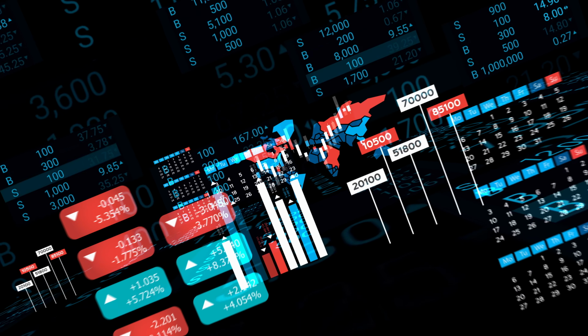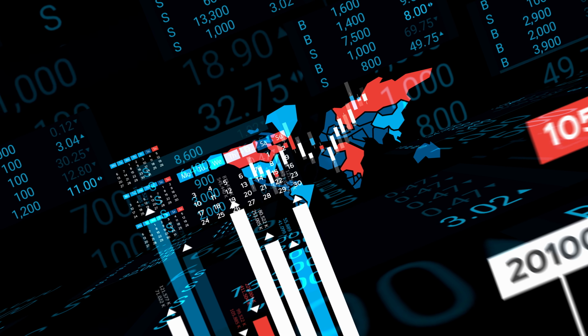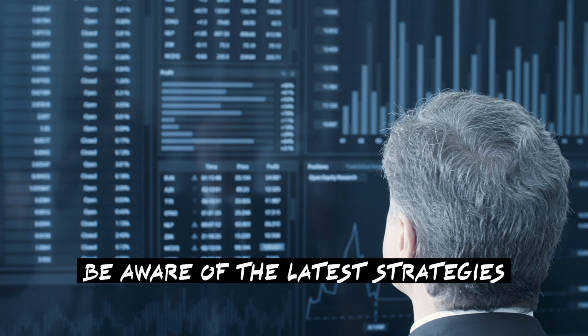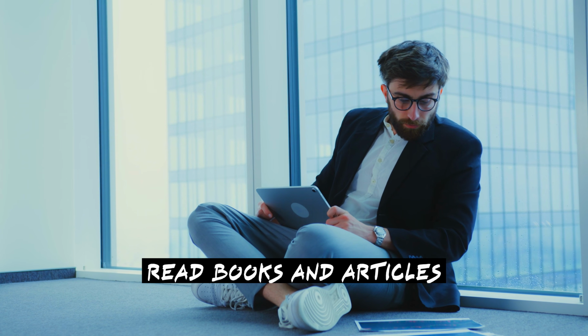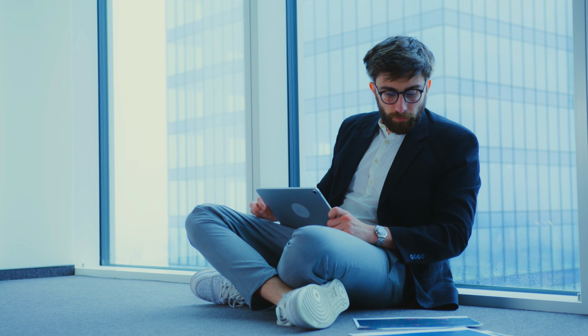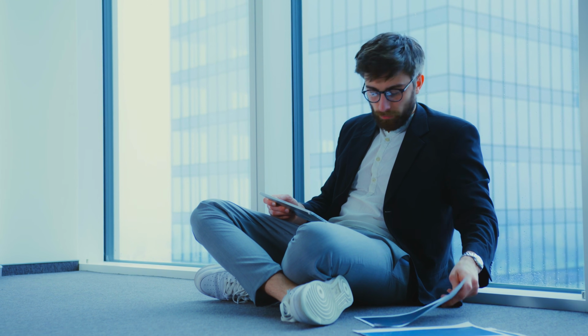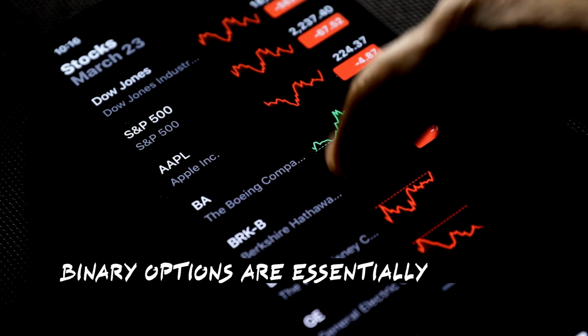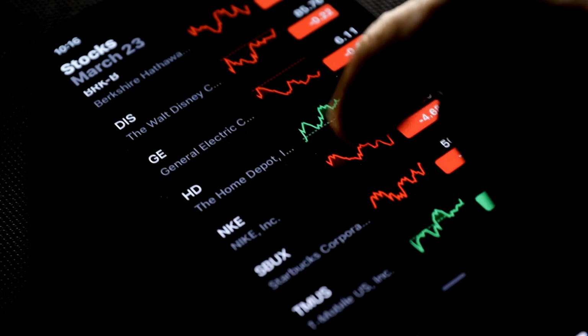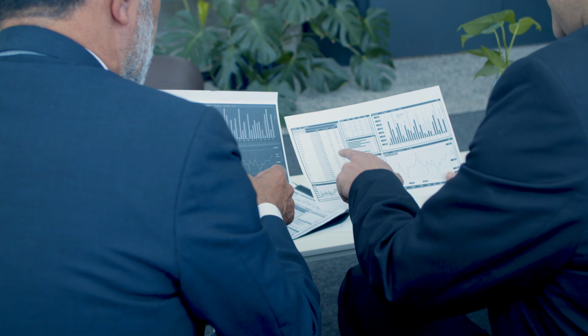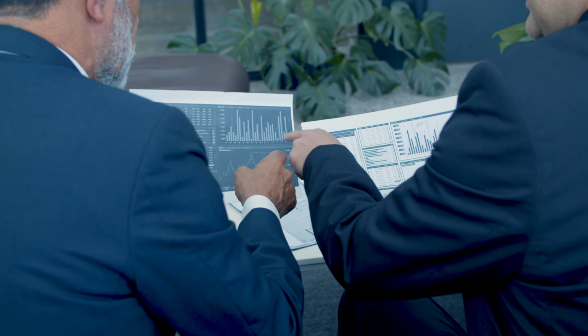The fourth step is continuous learning. Binary options market is dynamic, and it's important to be aware of the latest strategies and analysis methods. You're probably asking how to study this information efficiently, and I will gladly answer that question. Read books and articles. There is not much literature on binary options yet, but you should understand that binary options are essentially bets on forex, stocks, and cryptocurrencies. So you can read information about these markets and adapt to our aggressive trading style.